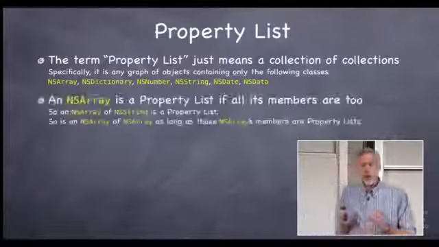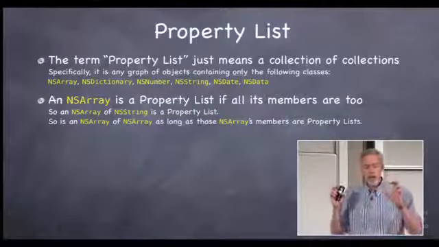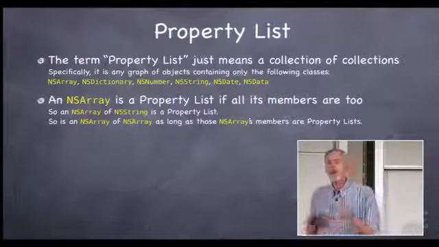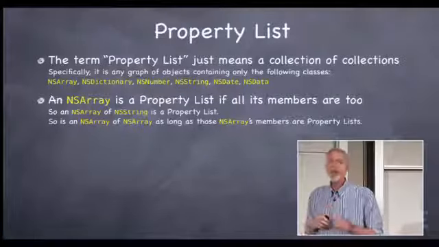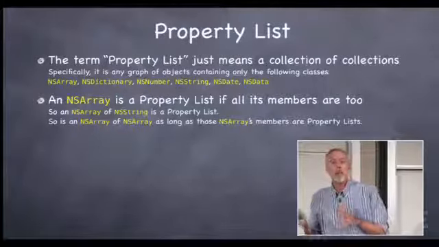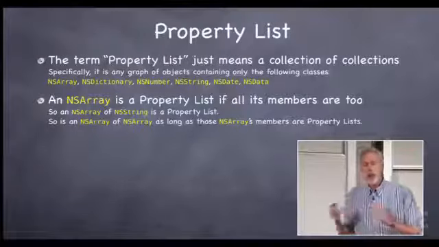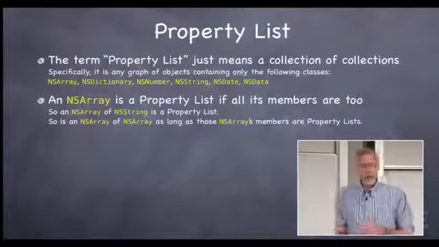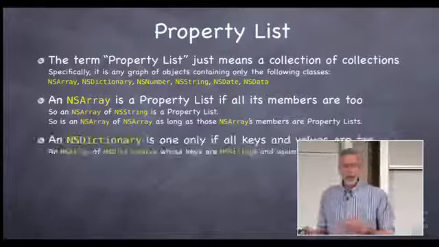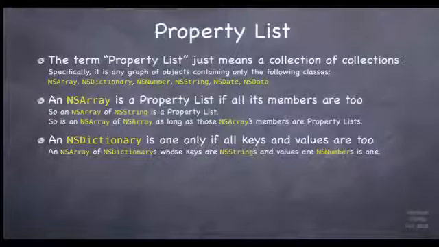So for example, an array would be a property list if all the members in the array were also property lists. So if they were all strings, or if they were all arrays of something that is also a property list, then you'd be able to call that array a property list. Or for a dictionary, all the keys and all the values must all be property lists. Okay? So I use an example here, an array of dictionaries whose keys are strings and values are NSNumbers, that would be a property list, because all the keys and values and all the values of the arrays, everything is all one of those 6 classes.